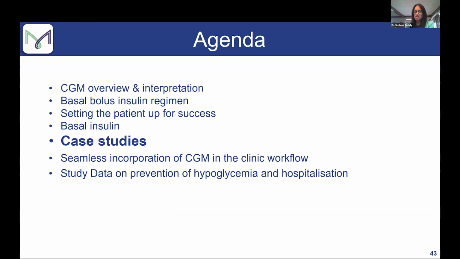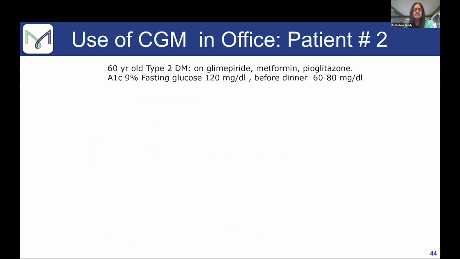Right. I'm going to show you some case studies of where CGM has been extremely helpful. This is one of my first patients who was 60 years old. She was on glimepiride, sulfonylurea, metformin, and pioglitazone. Her A1C was 9. But on her meter, her fasting glucose was 120, and she would actually drop low before dinner. I didn't believe her. I said, your meter's not working. I had her bring it in, and it was working.